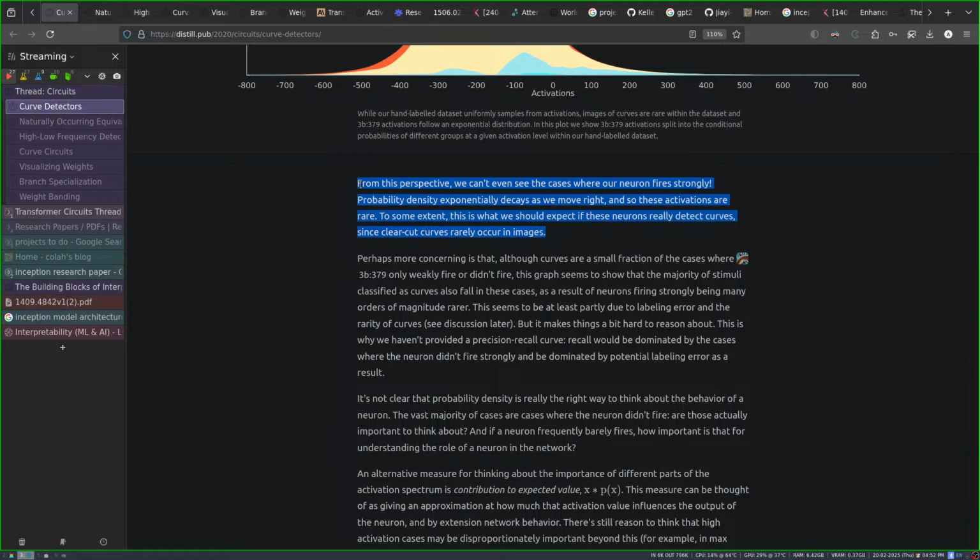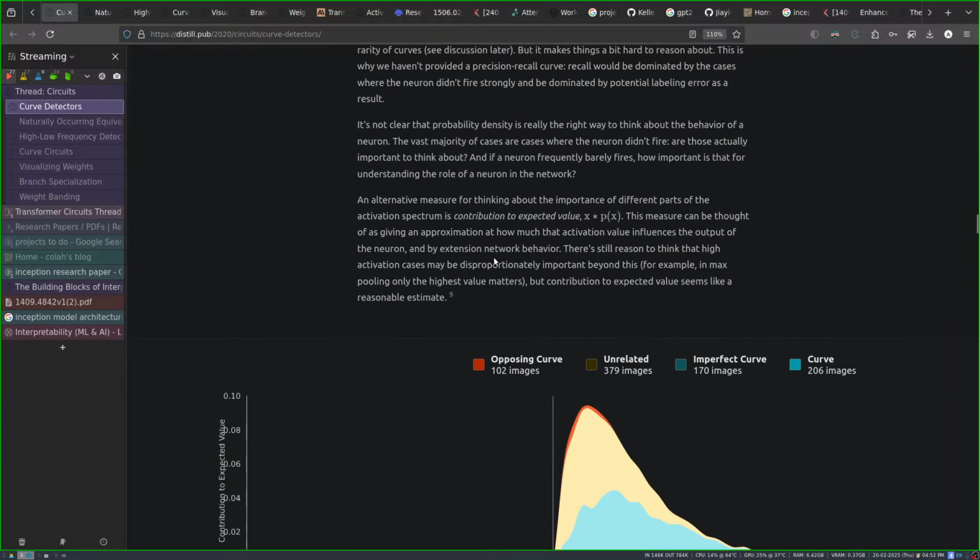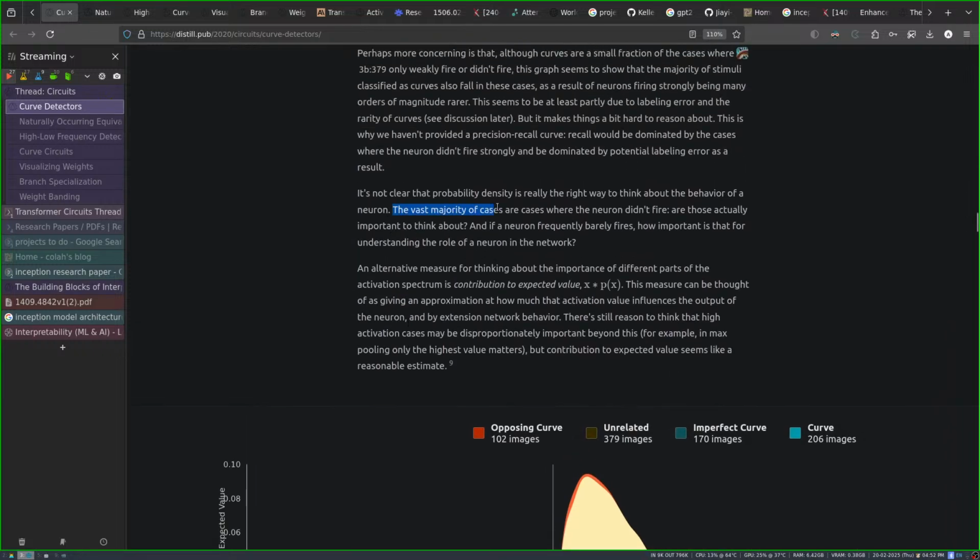From this perspective, we can see the cases where our neuron fires strongly. And if a neuron frequently barely fires, how important is that for understanding the role of a neuron in the network?